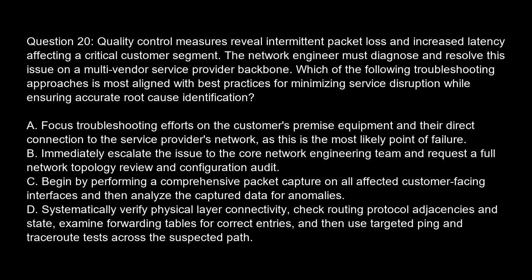Option B. Immediately escalate the issue to the core network engineering team and request a full network topology review and configuration audit. Option C. Begin by performing a comprehensive packet capture on all affected customer-facing interfaces and then analyze the captured data for anomalies. Option D. Systematically verify physical layer connectivity, check routing protocol adjacencies and state, examine forwarding tables for correct entries, and then use targeted ping and traceroute tests across the suspected path.